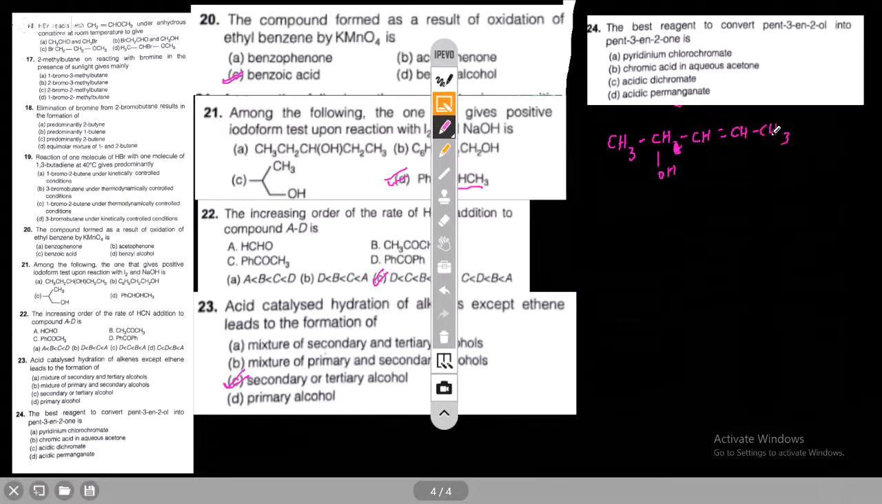CH3. Okay, so this is the molecule we have here, and the product we get here is pent-3-en-2-one. So that will be CH3 C double bond O, CH double bond CH, single bond CH. The double bond won't be affected by pyridinium and chromic acid, but here we have a 2-degree alcohol, right? It is a 2-degree alcohol.